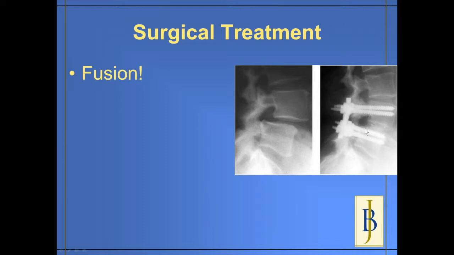What that does is it reduces that slip. You can see that the slip is reduced and held in place. In this case, they also put a cage in the front, which you can see by those 4 dots right there. What that does is it prevents this from sliding any further, and holds it in place so it doesn't cause any more pain.